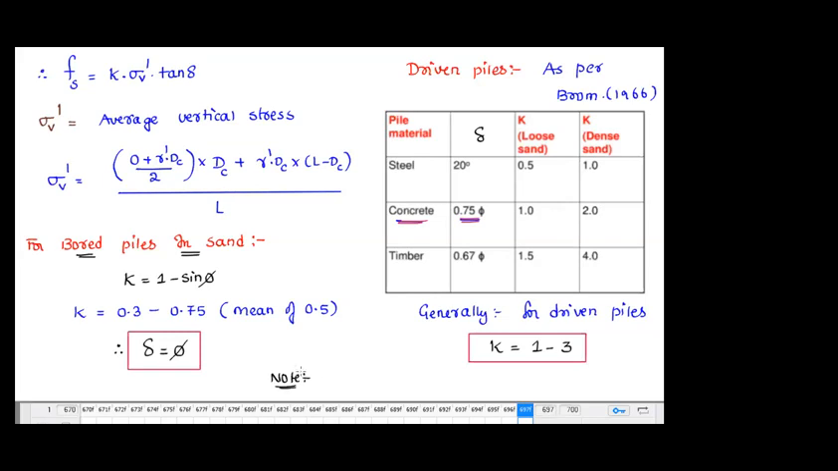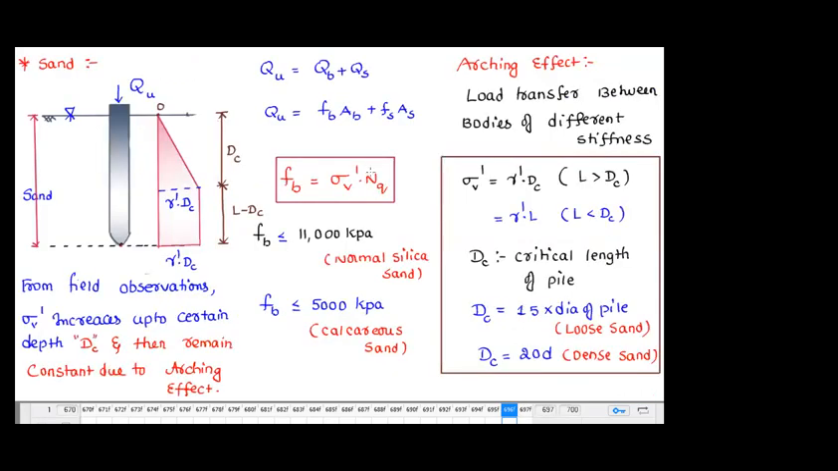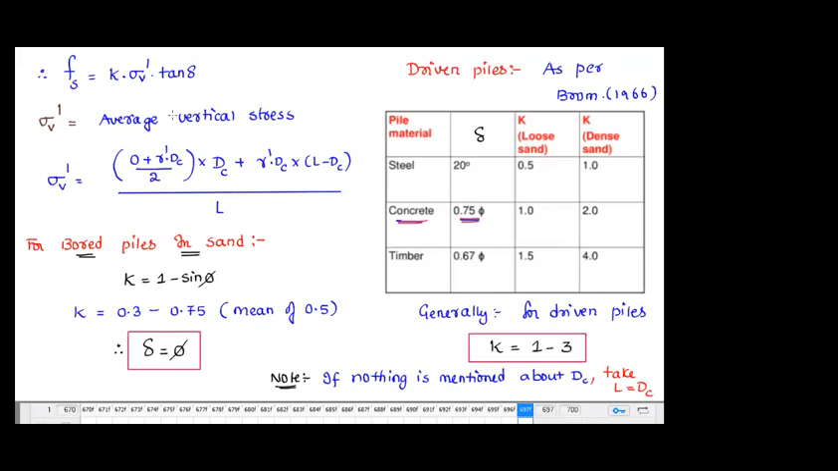Okay. So now the note point: if nothing is mentioned about DC, take L is equal to DC. That's it. This is the total variation, and you know what is meant by FB, and you know what is meant by FS. So I hope you got this. Once we start solving a problem, then you will feel much easier.